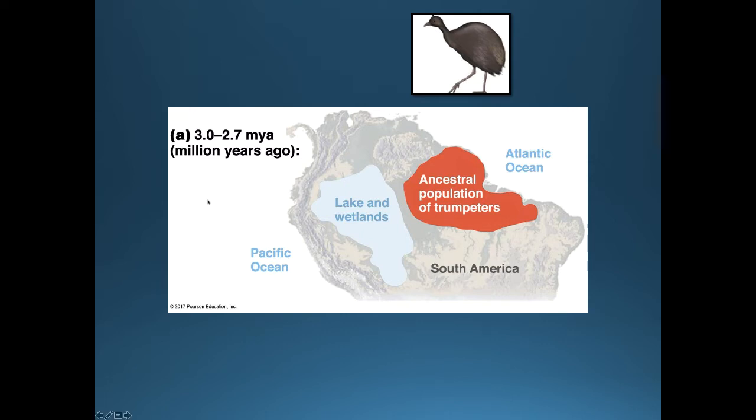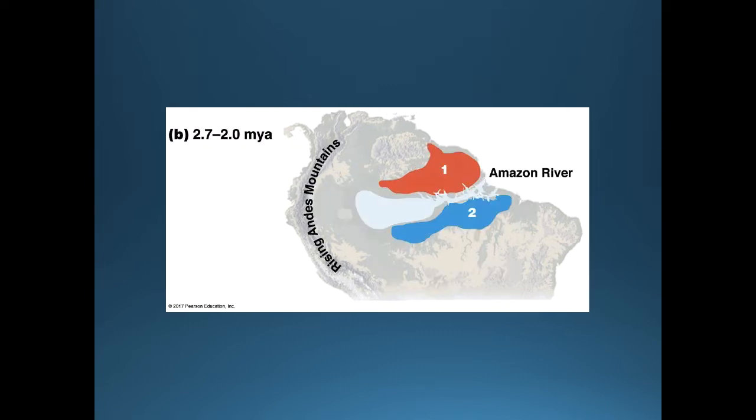So here's a drawing of South America 3 million years ago. And you'll notice that there is not an Amazon River shown in this picture. We do see this rather large lake and wetlands area, and we have fossil record of where this ancestral population of trumpeters were. Sometime between 2 million and 2.7 million years ago, the Andes Mountains started to form. And when these mountains formed, that helped create the Amazon River.